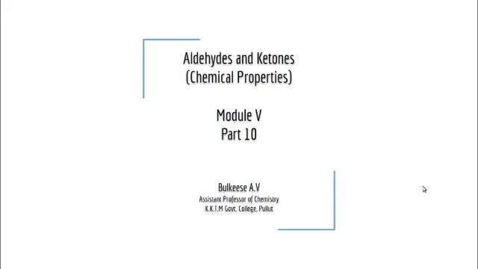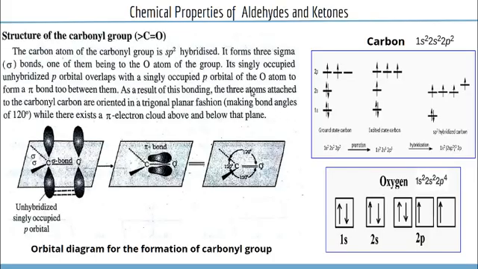Dear students, today let us discuss some basic concepts about the chemical properties of aldehydes and ketones. Chemical properties of aldehydes and ketones means chemical reactions of aldehydes and ketones with different types of reagents like water, HCN, alcohol, etc.